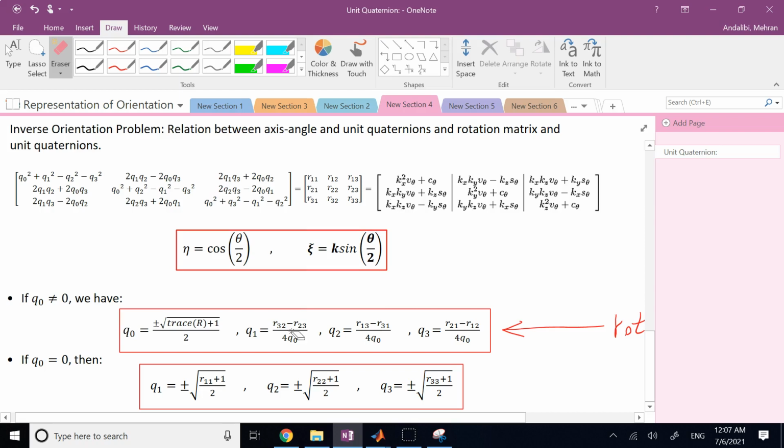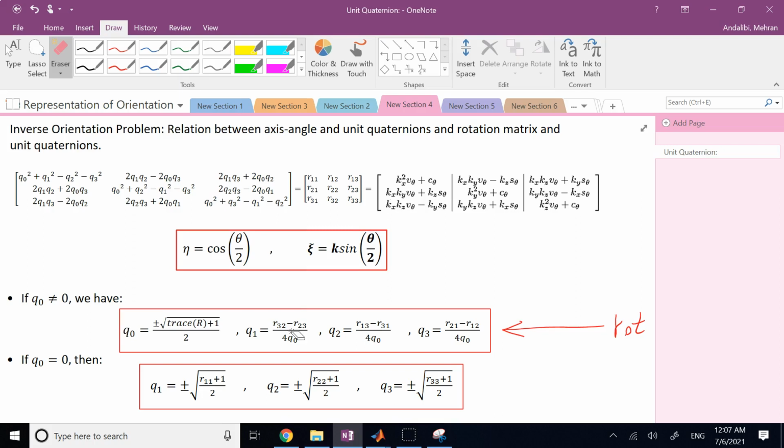And they work perfectly well as long as this denominator 4Q0 is not 0, so you're not dividing by a 0. Okay, so they work perfectly fine. Now, what happens when this denominator Q0 is 0?